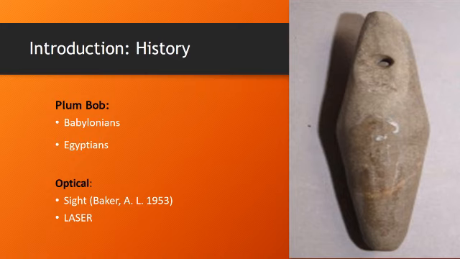Plummets have been used since the early times of surveying. They're used to tie the location of surveying equipment to the ground. They were used by the ancient Babylonians and Egyptians, and stone plumb bobs similar to the one shown are found dating from these times. The optical plummet first started around the 1950s, and around the 1980s the laser plummet was introduced.